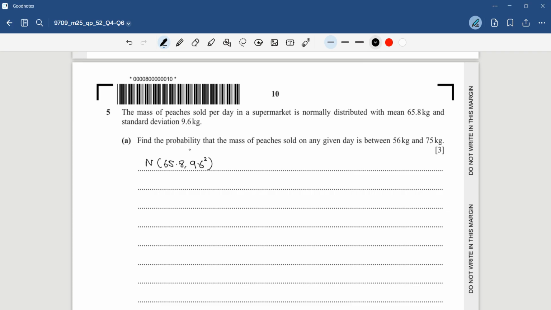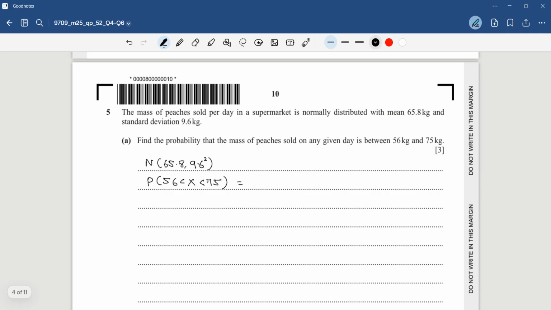Find the probability that the mass of peaches sold in any given day is between 56 and 75. So they ask you to find the probability of 56 to 75. Actually for a continuous distribution, whether we put equal or not doesn't really matter. It doesn't give any big impact.